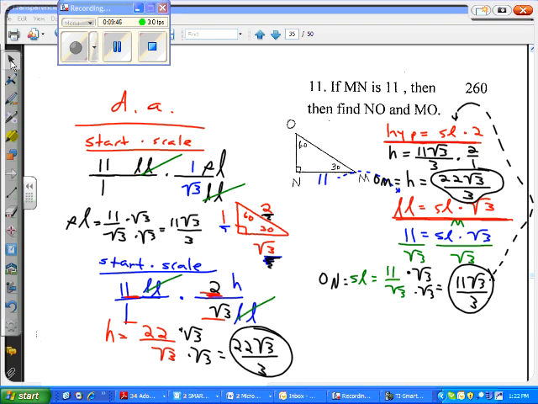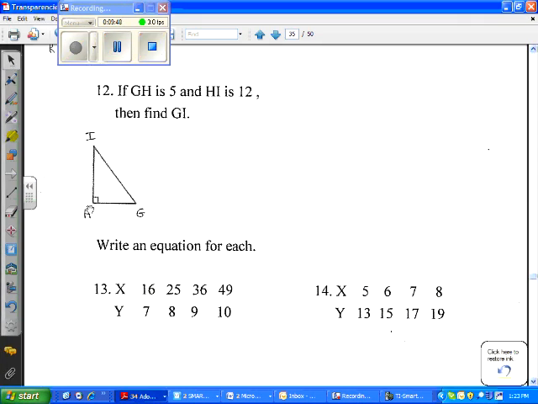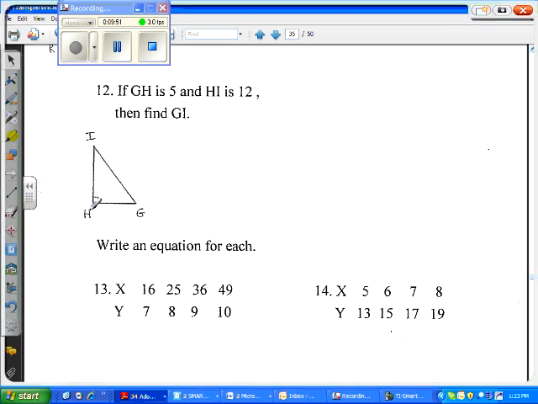Number 12. We have no angle measures given, and we can make no assumption about those angles, so don't just assume that this is a 30-60-90 triangle. What we're given is that GH is 5 and HI is 12, and we're looking for GI. What we know this time is two sides of a right triangle, and we're looking for the length of the third side, and we know to do that we'll use the Pythagorean theorem.